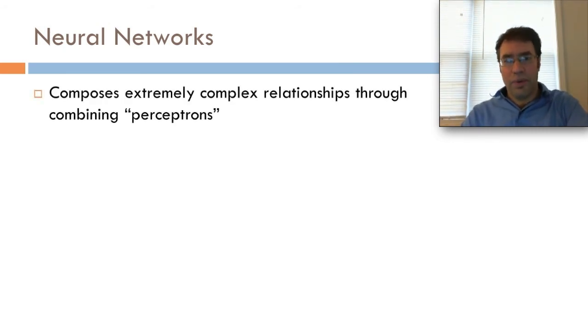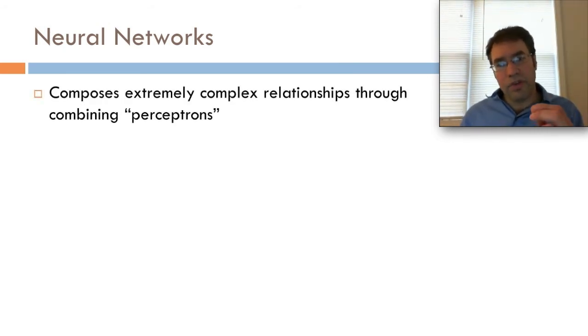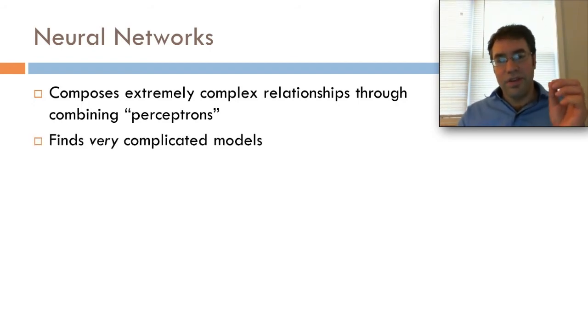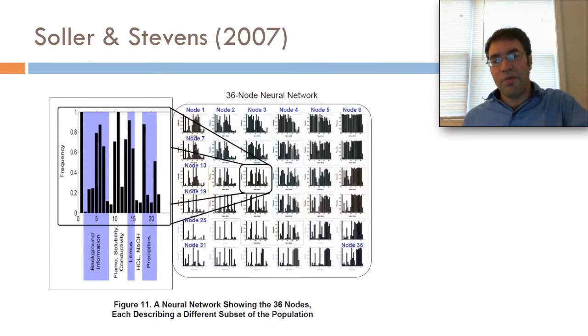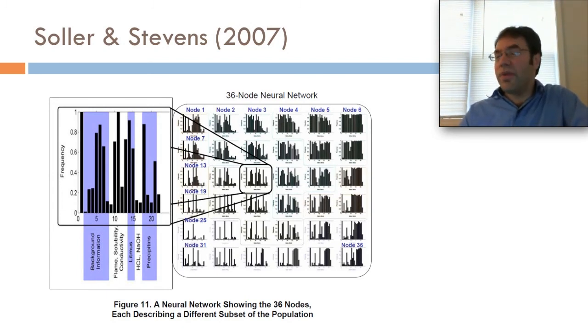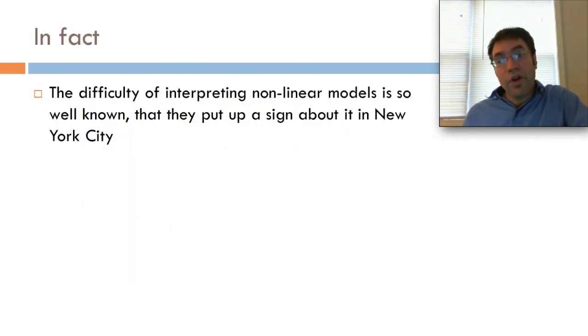And a third one is neural networks. Neural networks compose extremely complex relationships through combining what are called perceptrons, which can be combined in interesting and different fashions to fit very complex functions. They find very complicated models. Here's an example from Solar and Stevens, and what you can see is that it's got these 36 nodes, and in each node it's using a different weighting of the information. Each of these 36 nodes represents a different subset of the population. You can fit very complicated things in this, and it can be good for some educational problems. But in fact, the difficulty of interpreting nonlinear models like neural networks is so well known that they put a sign up about it in New York City.